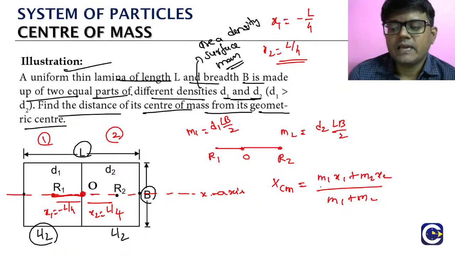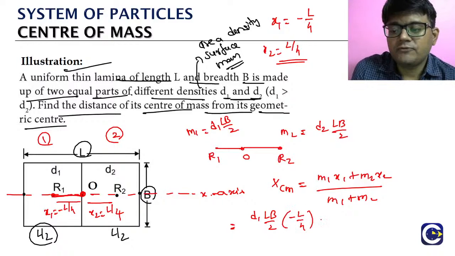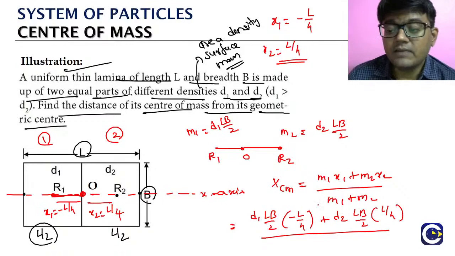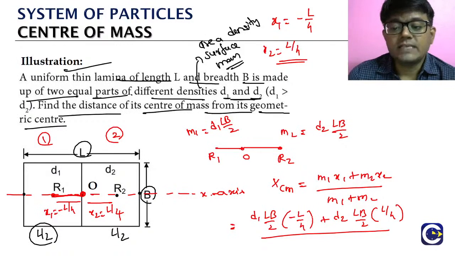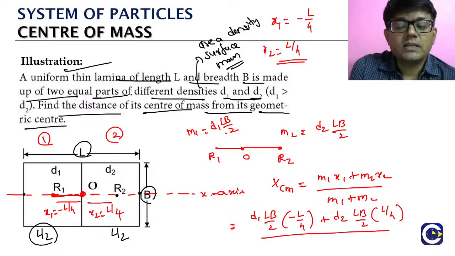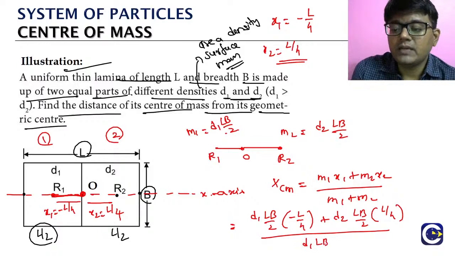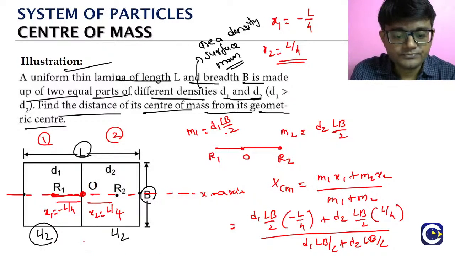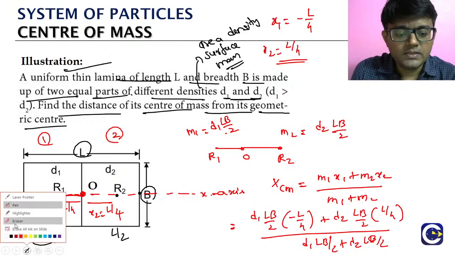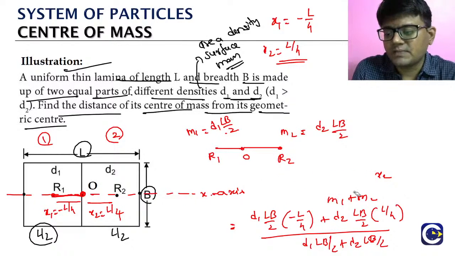So m1 x1, what is m1? d1 into lb by 2 into x1, which is minus l by 4, plus d2 into lb by 2 into l by 4, divided by m1 plus m2. What is m1 plus m2? Totally d1 into lb by 2 plus d2 into lb by 2. Okay?